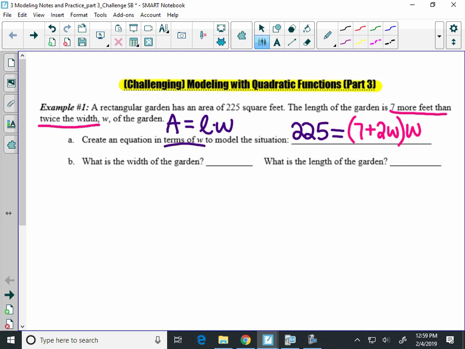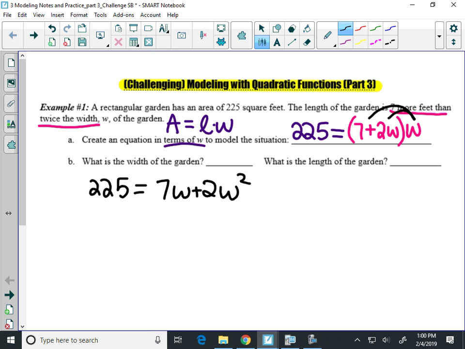Well, now I need to figure out what is the width and what is the length. So what do you think we should do next? There's lots of different ways we can go, but I want to see where you go. Solve for W. So if I'm going to solve for W, what do I have to do first? Distribute. Okay, so let's distribute the W to the right-hand side. So you have a little bit of room underneath. So 225 equals 7W plus 2W squared.